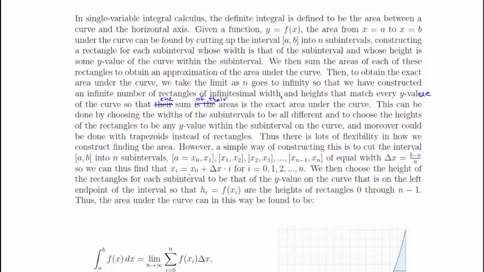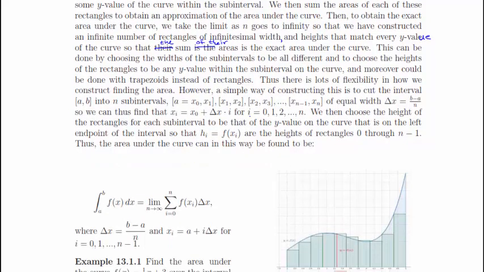So if i is 0, we would just get x0, our left endpoint of the interval. If i is n, we have then multiplied delta x n times and added that to x0, which will give us x sub n. We can then choose the height of the subrectangles for each subinterval to be that of the y value on the curve that is on the left endpoint of the interval, so that the height h sub i equals f of x sub i are the heights of the rectangles 0 through n minus 1. So we're not going to use the n value here if we're doing left endpoints.